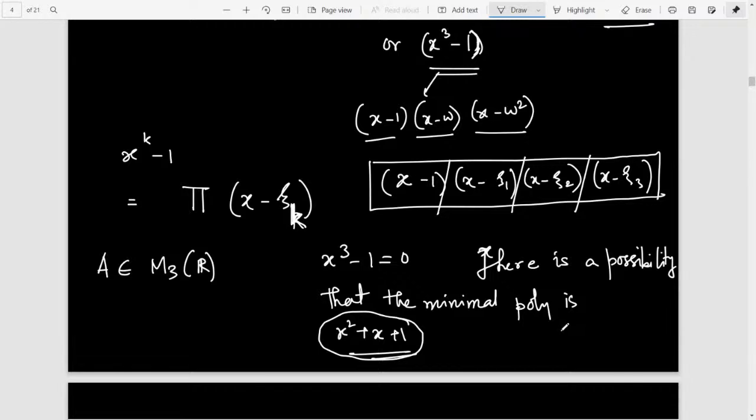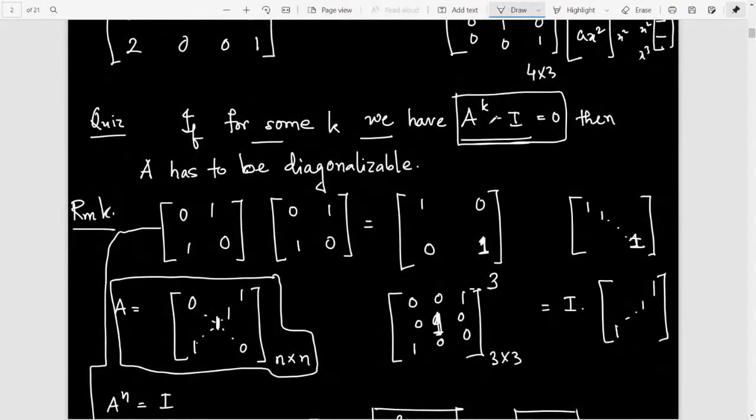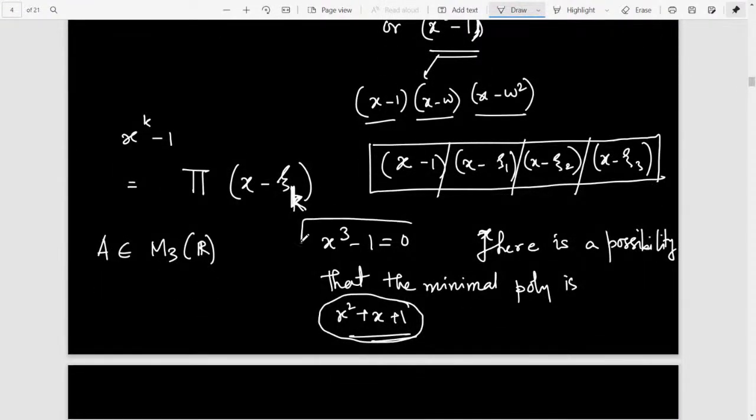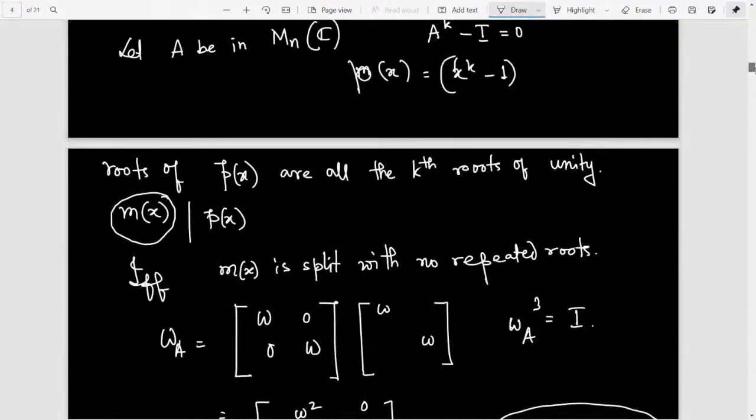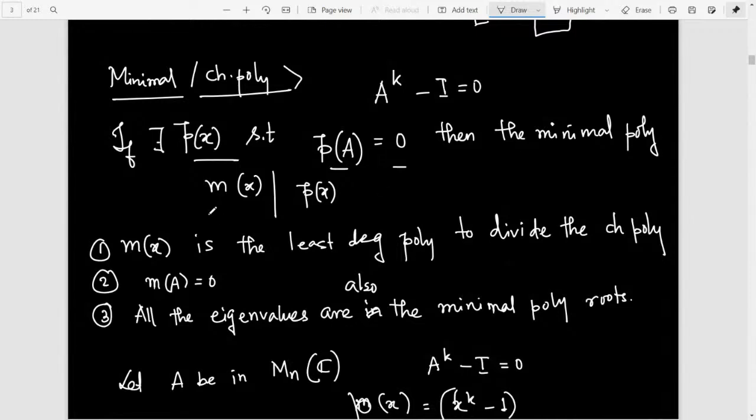is in the characteristic polynomial. So one thing I want to make sure you understand is that I have never said in the quiz question that A is a k cross k matrix. Okay, so the characteristic polynomial might have lesser degree than this. But what I am saying here is that since x cube minus 1 is 0, forget about A belonging to M3R. If x cube minus 1 equals 0, then there is a possibility that the minimal polynomial is x square plus x plus 1, because of this property that we have just discussed, that if there exists a p(x) such that p(A) equals 0, then the minimal polynomial divides it.